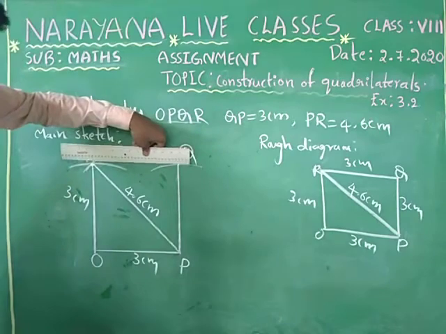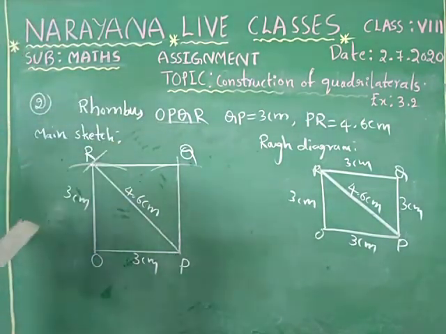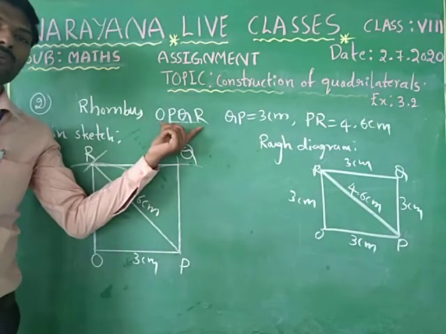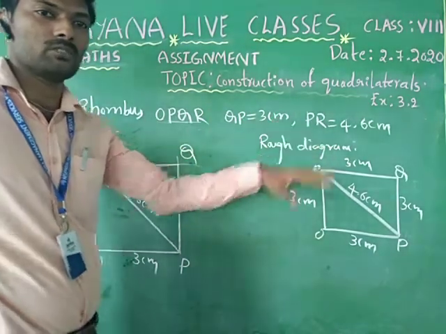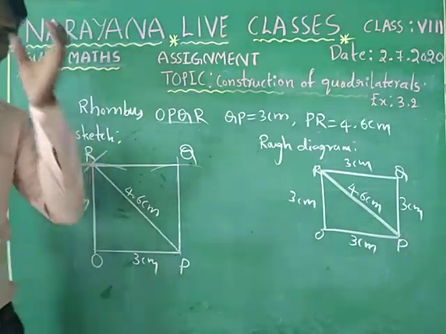This is the construction of rhombus OPQR with the help of these two measurements. After that we have to write the steps of construction. Again the same points, 7 points.